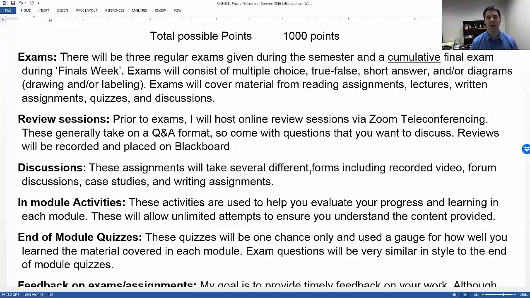We'll host review sessions. I will contact you guys and see what y'all think about when is the best time to host review sessions. But the way I host review sessions is via Zoom teleconferencing. Essentially, I'll just host a meeting where you guys can log in, and we'll have a review session in question and answer format. So you guys bring questions to me, and I'll answer them in real time with video conferencing.